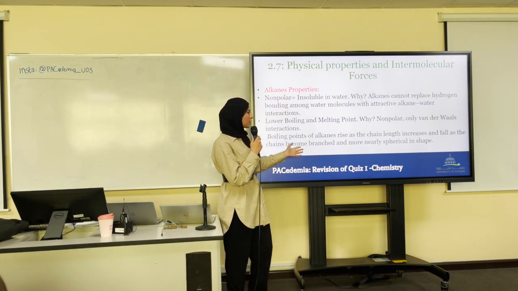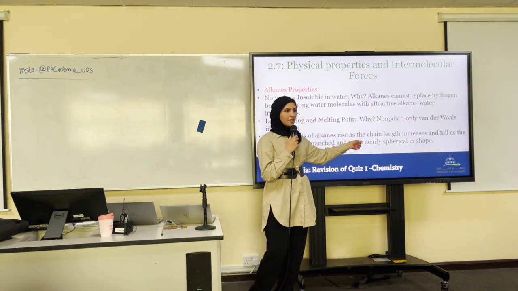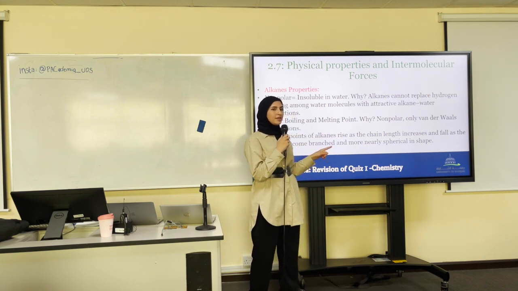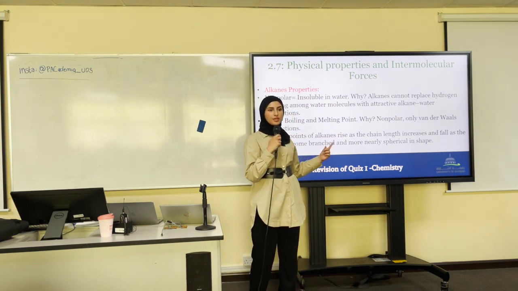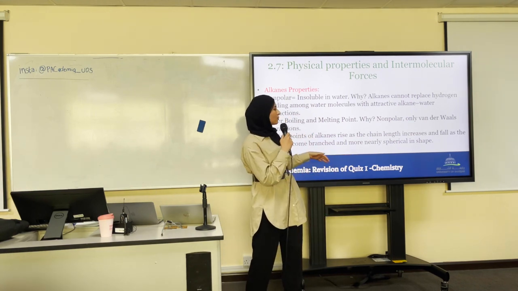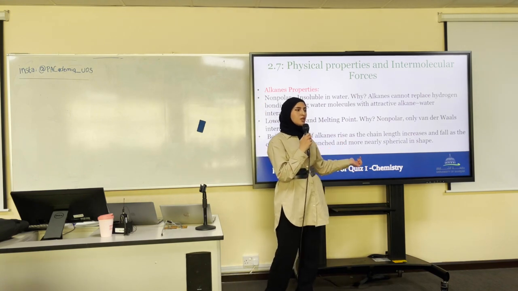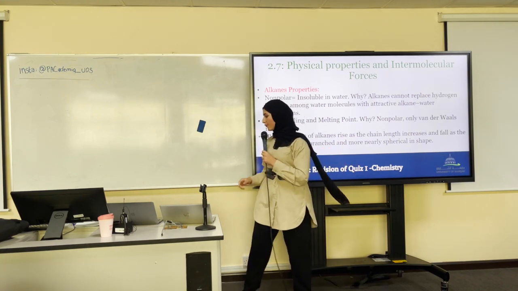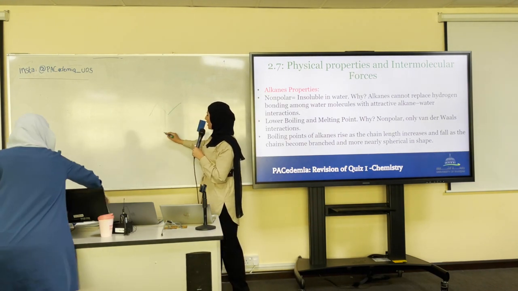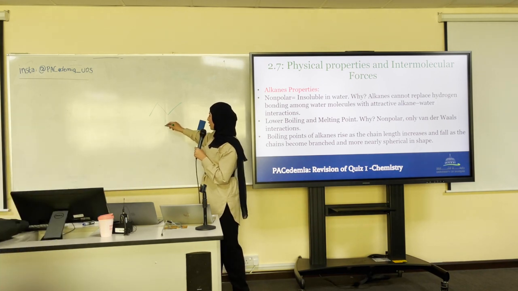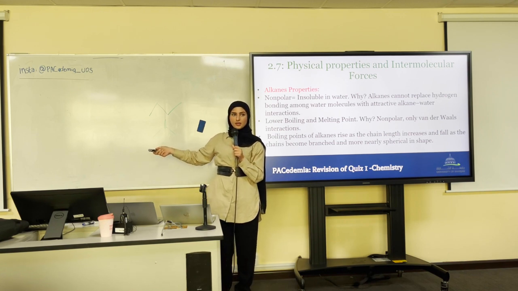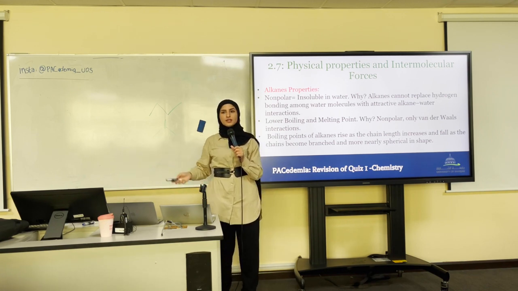Now the boiling points of alkanes rise as the chain length increases. So if we go from propane to butane, will the boiling point increase or decrease? Increase. And it falls as the molecule becomes more branched and nearly spherical in shape. So if we have butane, 1, 2, 3, 4, and then methyl propane, which has a lower boiling point, up or down? Lower boiling point, down. Yes, exactly.